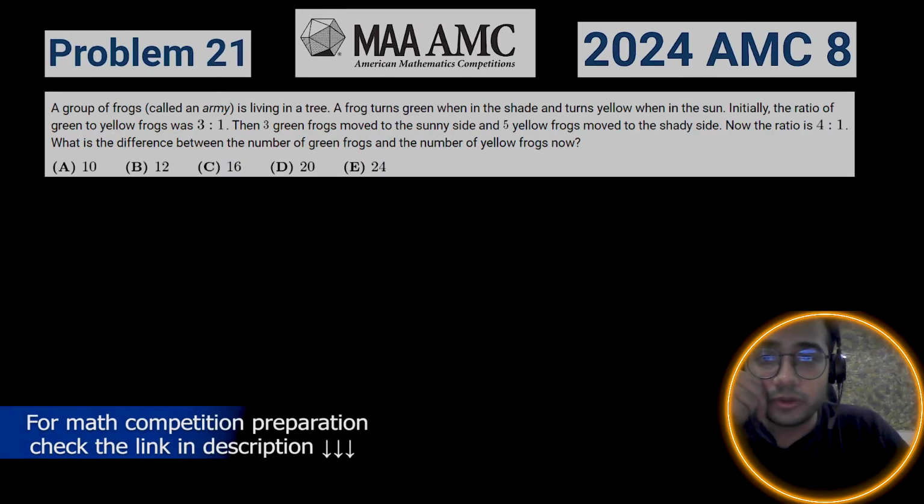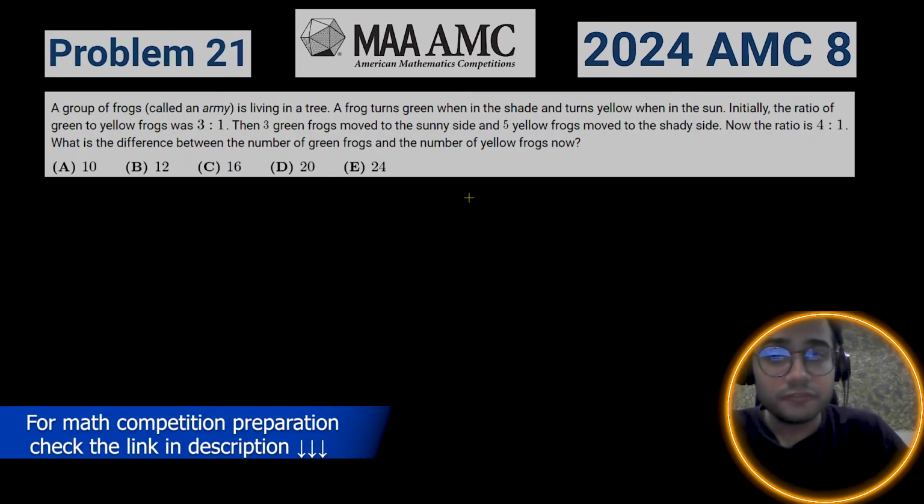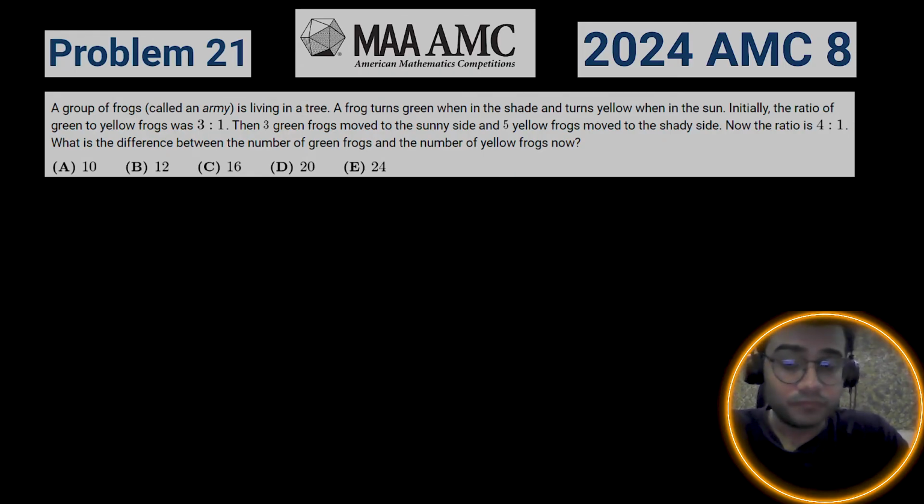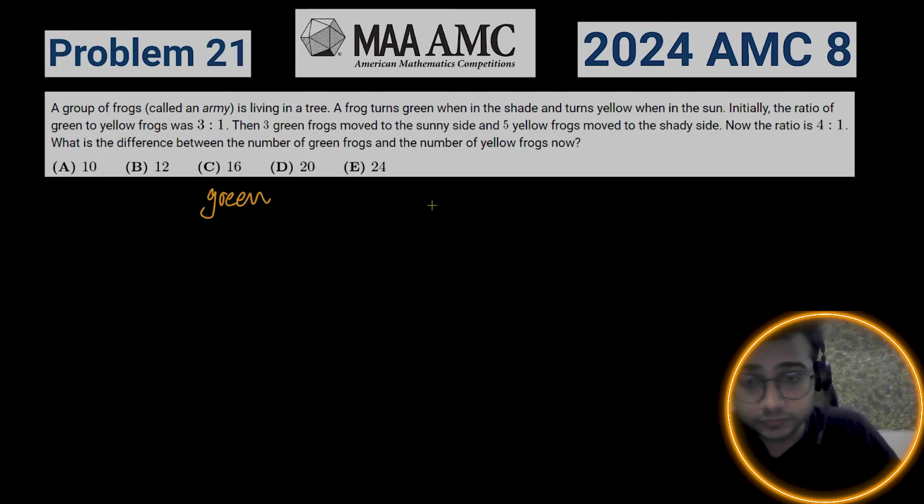Okay, so in this problem, we have a bunch of frogs living in a tree, and if they go in the shade, they turn green. If they go in the sun, they turn yellow. So we have green and yellow frogs. Okay, and that's what the question is. They want us to find the difference between the number of green and yellow frogs. So initially, they are in 3:1. So this is how you do ratio problems. You have green frogs and yellow frogs. So 3:1, that's their ratio.